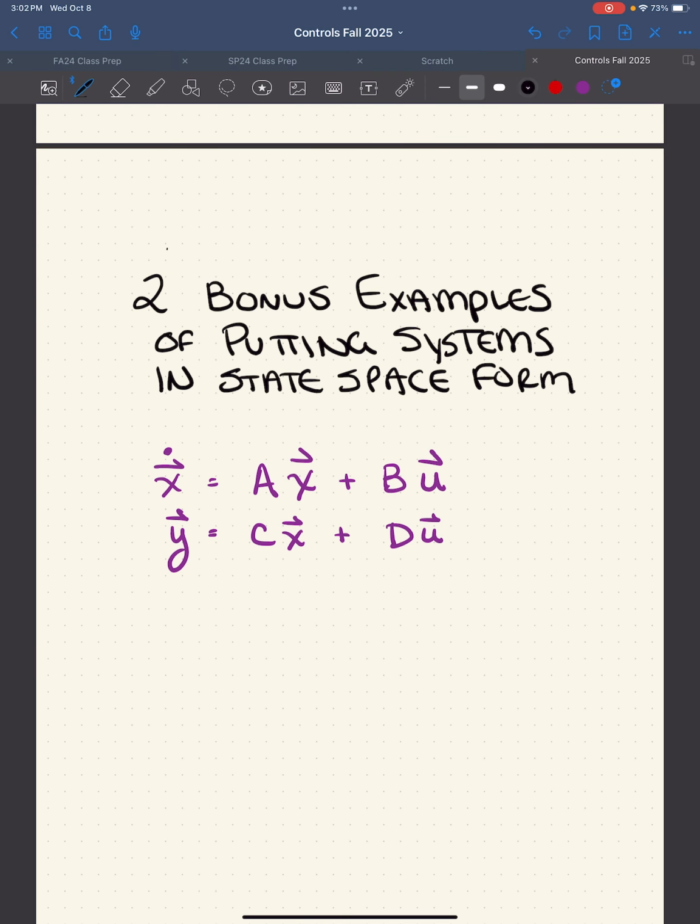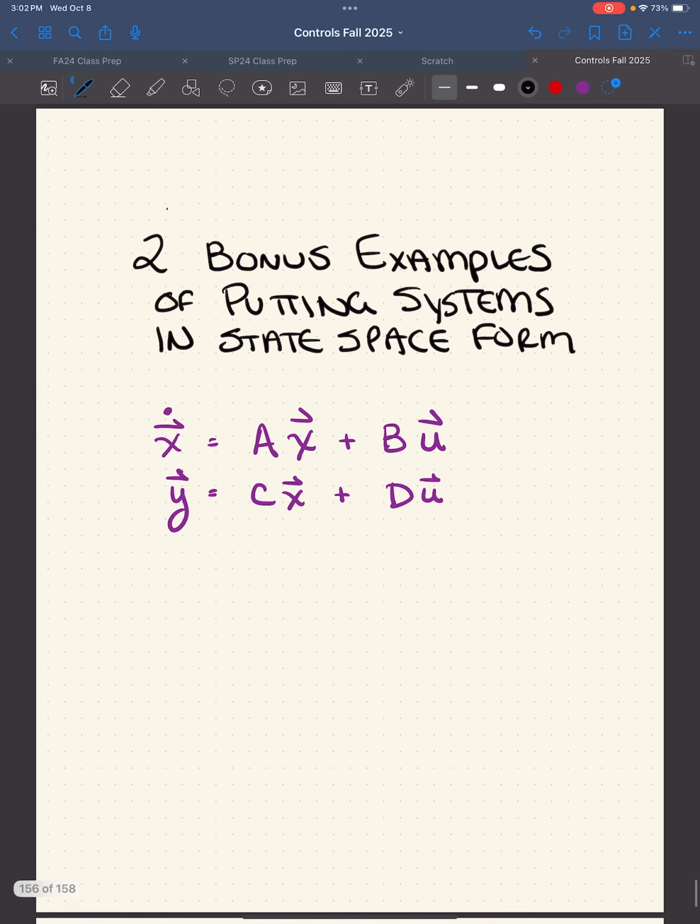Hey everybody. I wanted to give everybody a couple more examples of how to put a system into state space form. So I'm going to work through two examples where I go from an image or a system diagram all the way through to getting that system put in state space form.